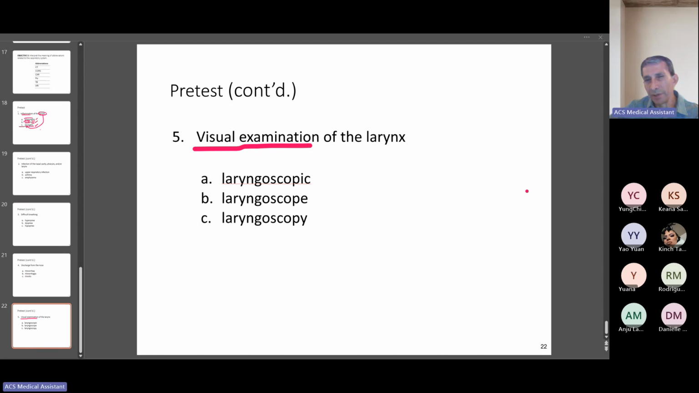Few seconds more to see who else gives us an answer. Otherwise, we're going to go and just go over it.